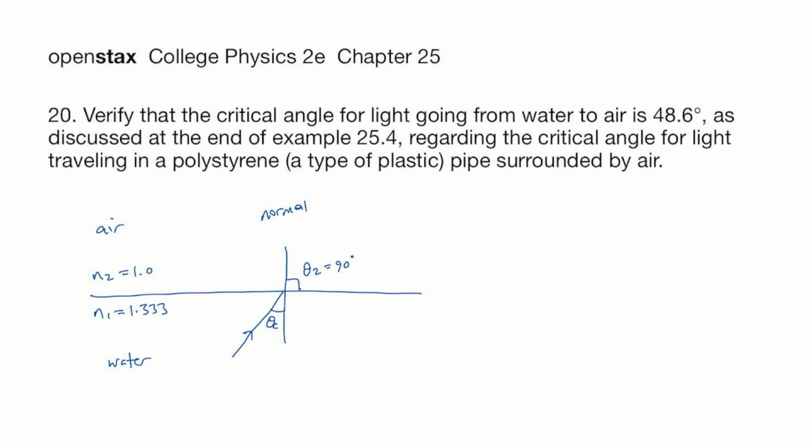Okay, and then with Snell's law, or the law of refraction, we have N1 sine theta critical is N2 sine 90. And the sine of 90 is 1. And so we have sine theta critical is going to be N2 divided by N1. Take the sine inverse of both sides. Theta critical is the sine inverse of N2 divided by N1.